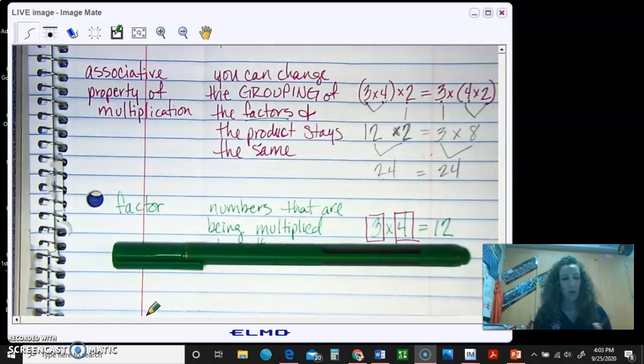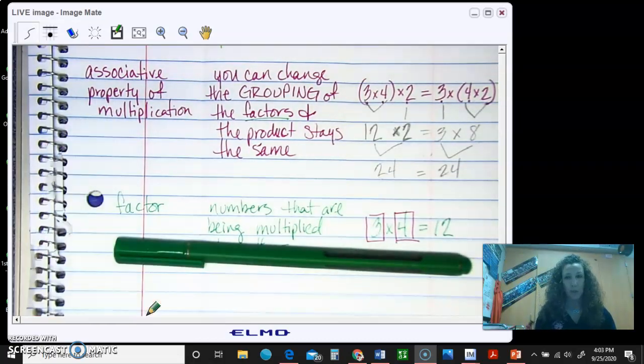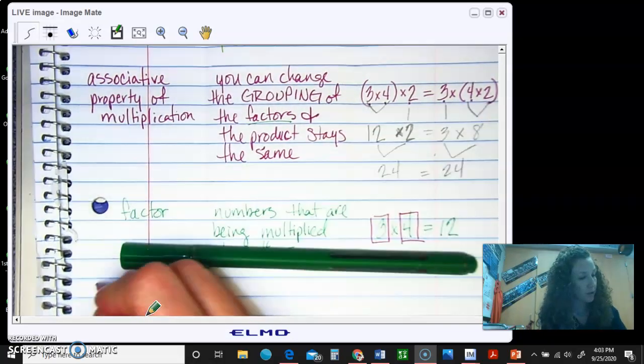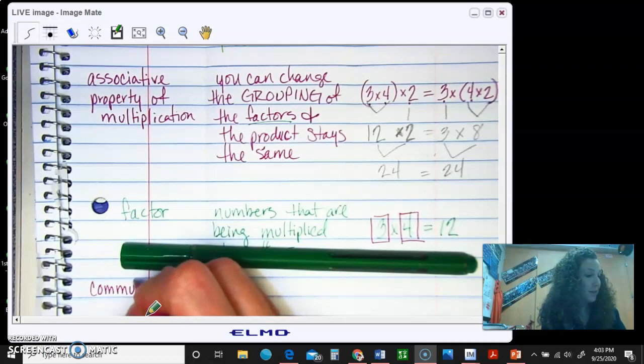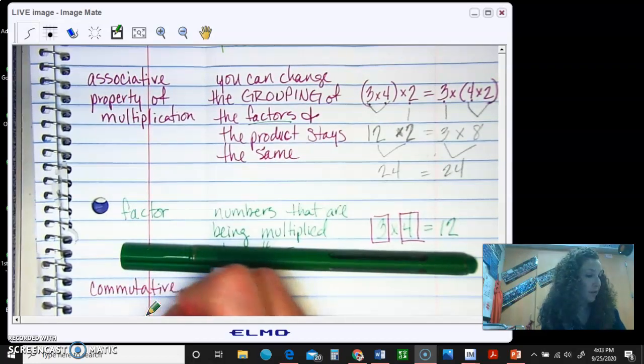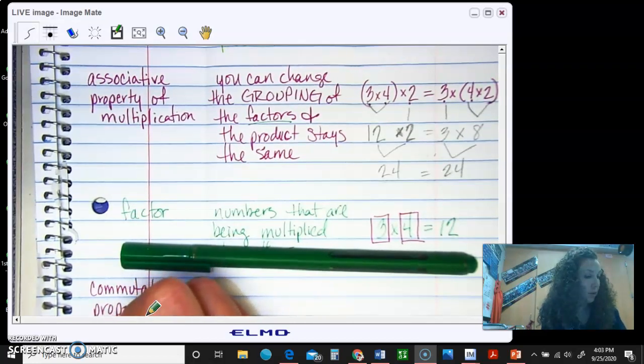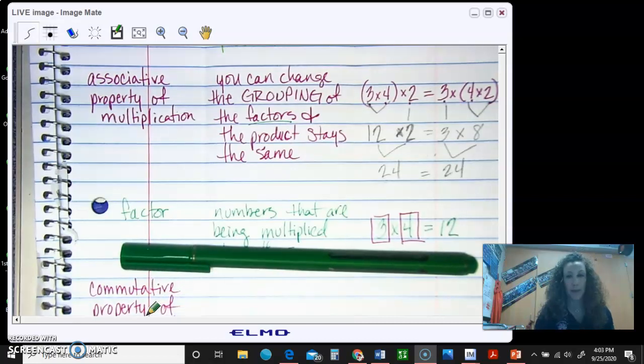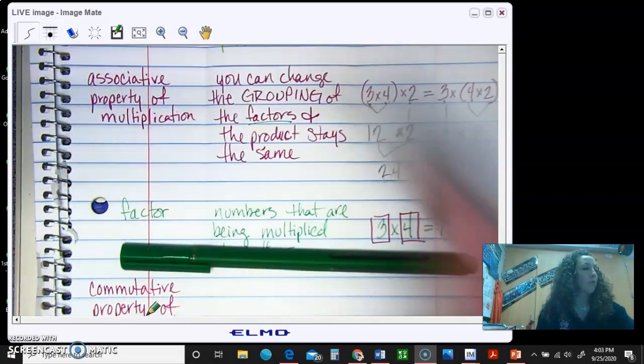Okay, which is, we had up here the associative property of multiplication. Well, now we have a different type of a property of multiplication, which is the commutative property of multiplication. Commutative property of multiplication. Okay, oops, gotta move that up.